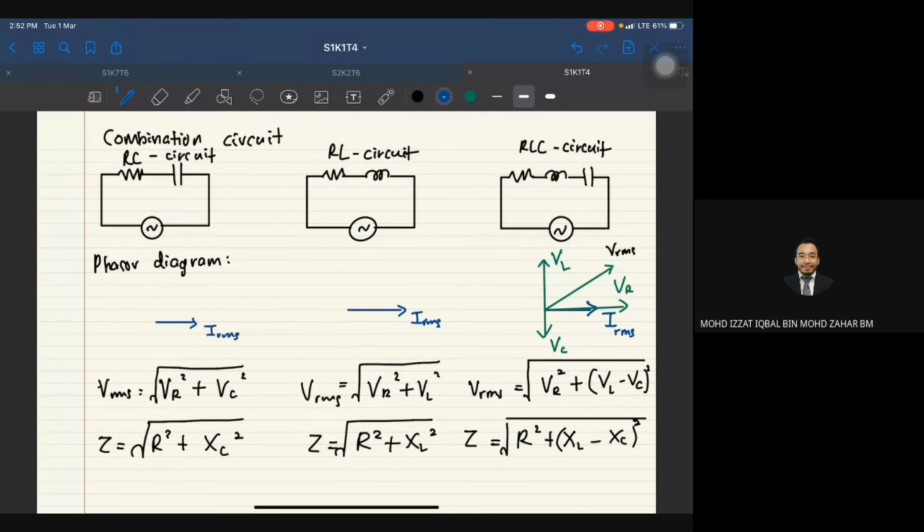Jadi kadang-kadang dia nak tanya current across the resistor. Sama je, sebab current tu sentiasa sama nilainya. And then kalau yang macam ni RL, maksudnya VL dia ke atas. Okay, and then kalau yang ni VC dia ke bawah. Okay, so resultant dia, yang ni mesti kat sini lah.